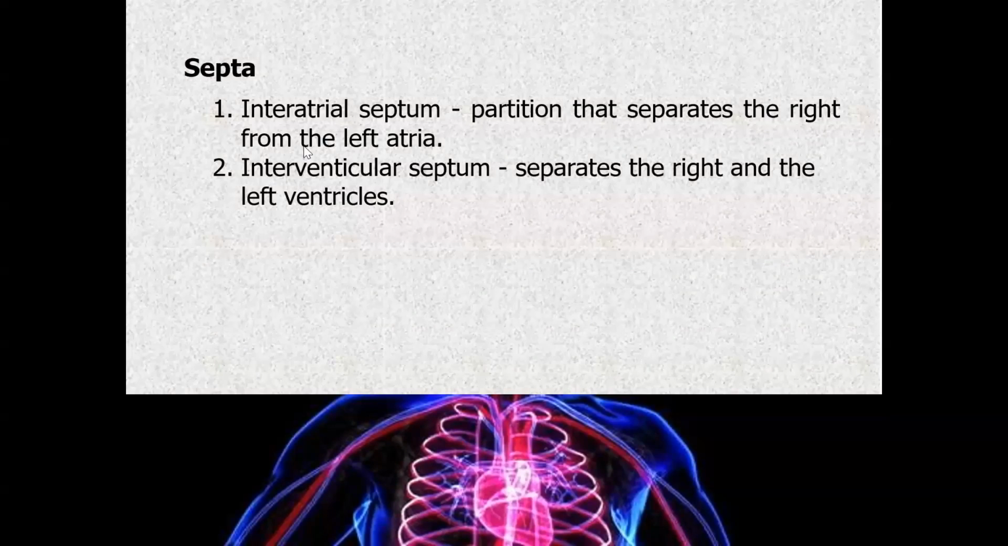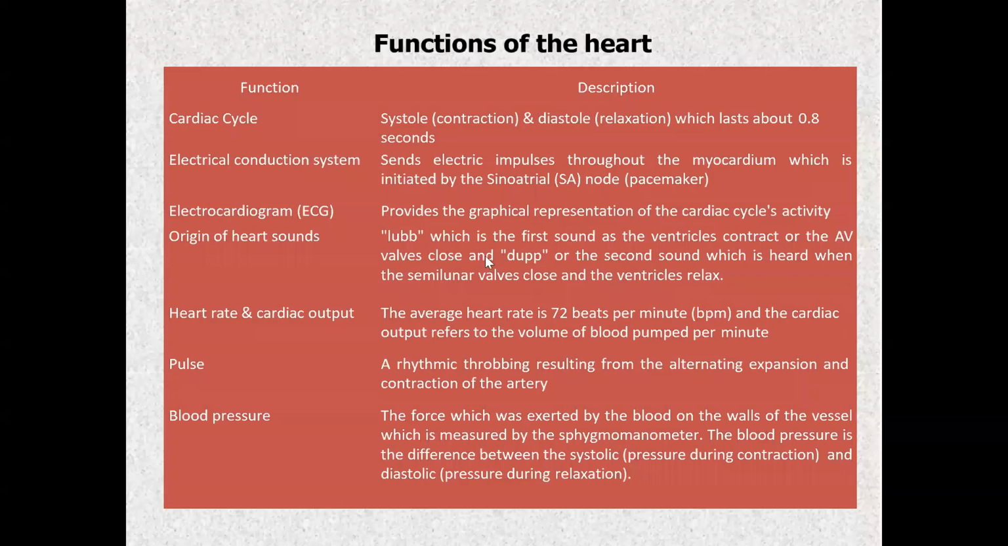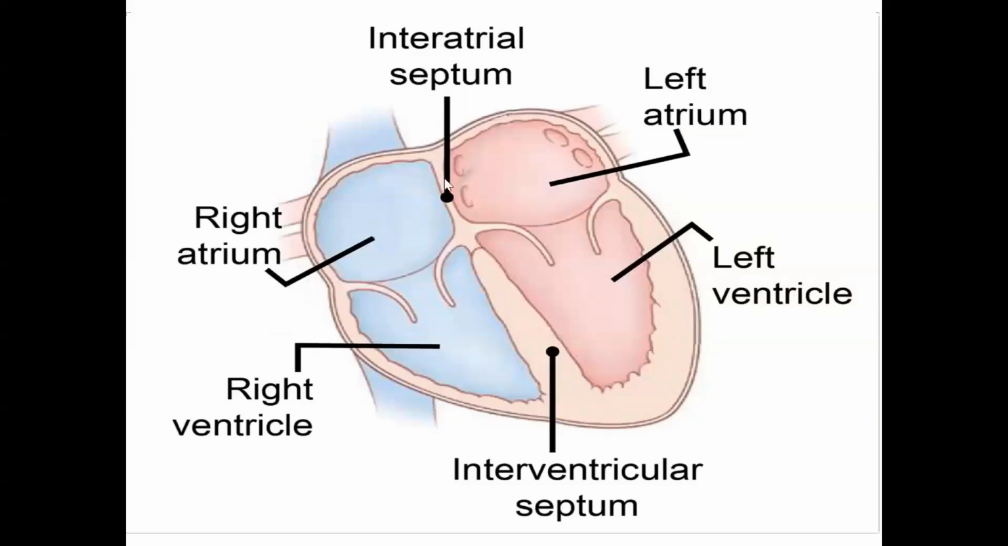So, class, we have 2 types of septa. We have interatrial septum and the second one is the interventricular septum. So class, as the name implies, inter means it divides. So interatrial septum partitions or separates the right atria from left atria, whereas interventricular septum separates the right and the left ventricles. So ganito siya class. Interatrial septum, and we have the interventricular septum.